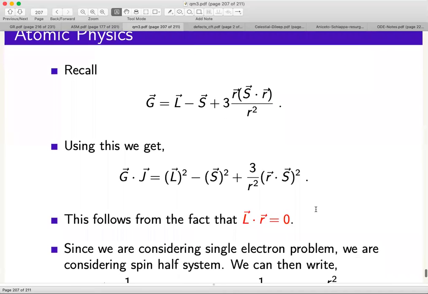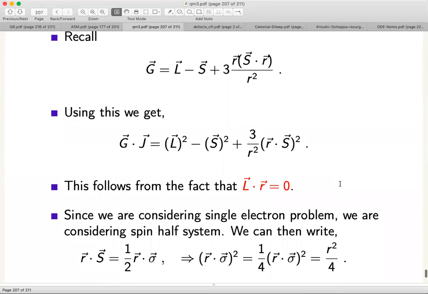Now remember that so far we are still considering a single electron problem, so there is some additional simplification that we can utilize here: the system we are considering is a spin half system. Because it is a spin half system, we can replace S by the Pauli matrices. The S operator can be written as half times the Pauli matrix, so R dot S is half of R dot sigma. R dot S squared is equal to 1/4 times R dot sigma squared, and you can compute this quantity; that will just give you R squared.